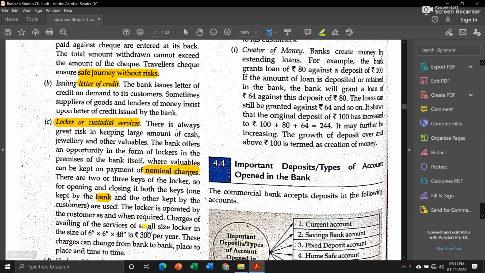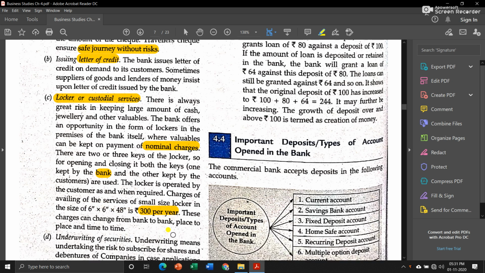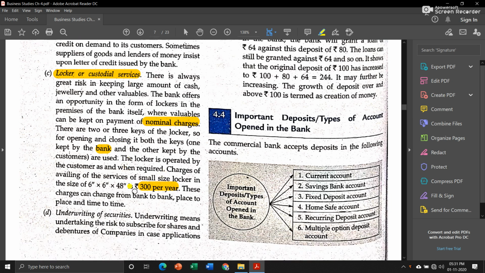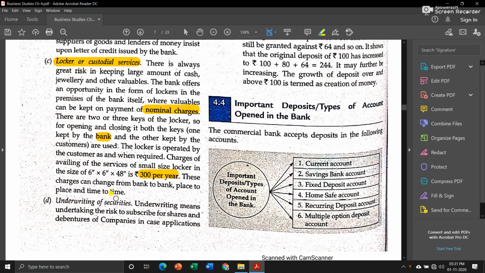Charges of availing the services of a small size locker, of size 6 inch by 6 inch into 48 inches, are 300 per year. Now this rate may be revised over some years. So you have to remember that the bank provides locker or custodial services as well. These nominal charges can differ from bank to bank, from place to place and from time to time. Then next is underwriting of securities.